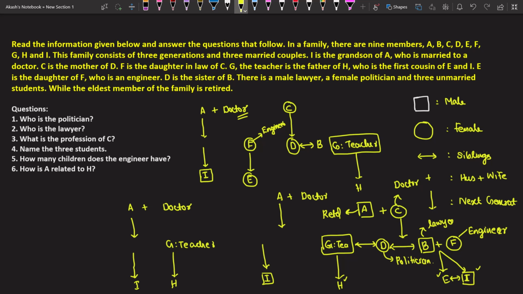Now we need to answer the questions. Who is the politician? D is the politician. Who is the lawyer? B is the lawyer. What is the profession of C? C is a doctor. Name the three students. The three students are H, E, and I. How many children does the engineer have? Who is the engineer? F. B and F are a couple. They have two children, E and I.